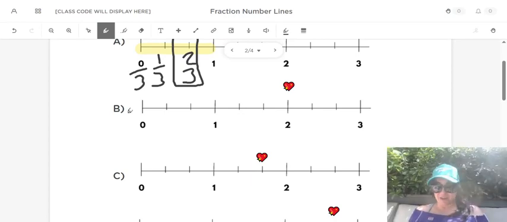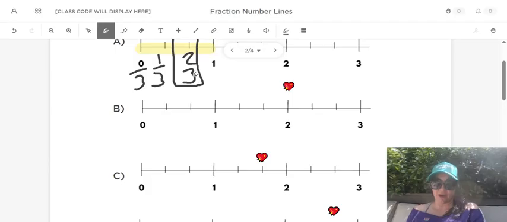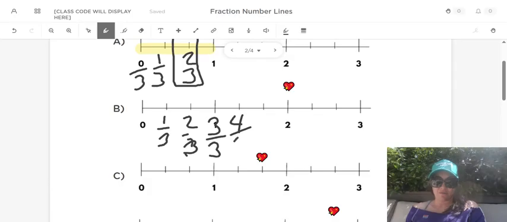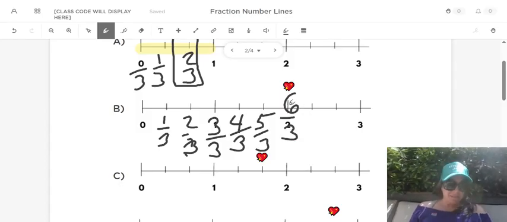All right, here we are. So I know it's going to be thirds, and I've already gotten this one. This is 2/3 over here, so I could even keep going. 1/3, 2/3. Big 1 is going to be 3/3 if I keep on going, 4/3, 5/3, and big 2 is equivalent to 6/3 because 6 divided by 3 is equivalent to 2.